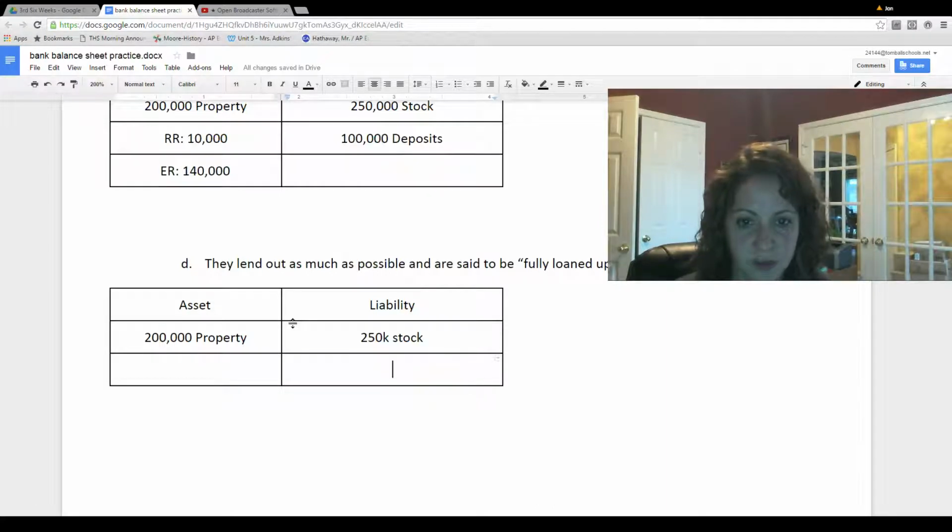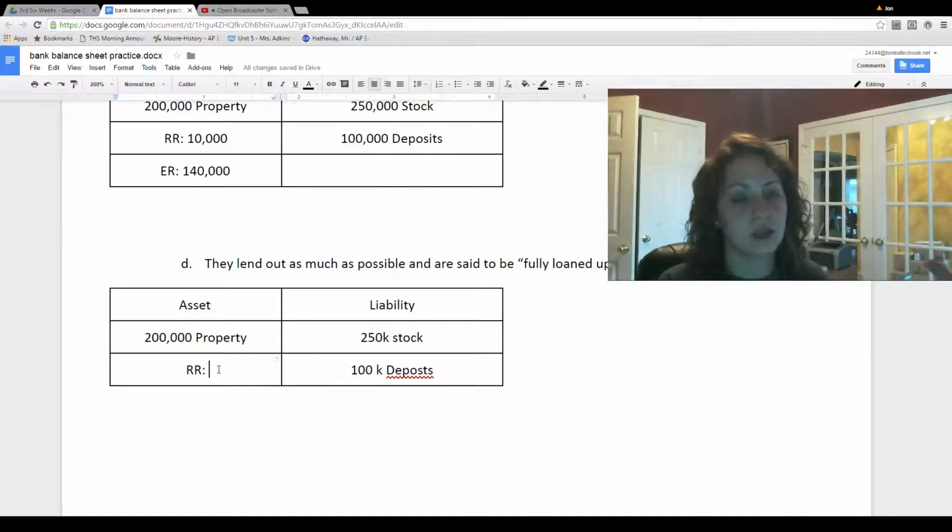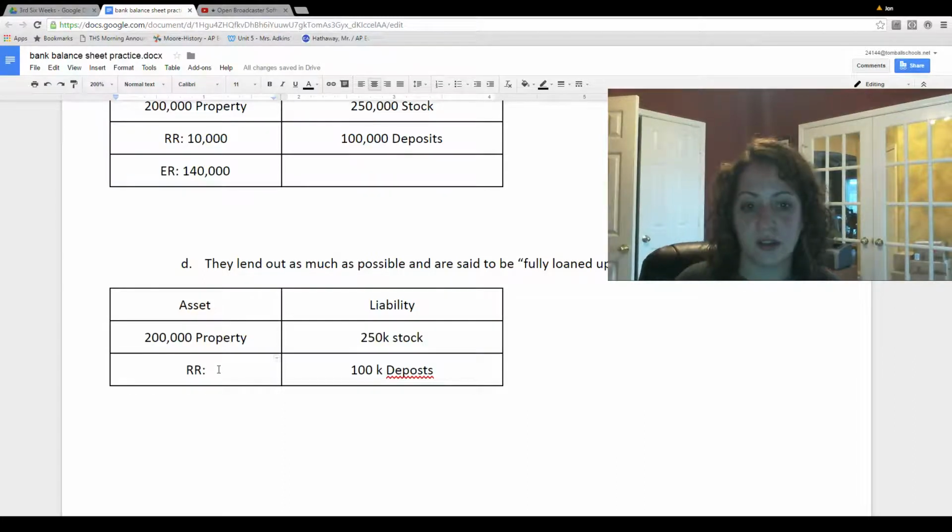They lend out as much as possible and are said to be fully loaned up. So deposits, once again, haven't changed. 100,000. Let's do 100K. Deposits have not changed. Excess reserves, we're going to say that for last, but required reserves, what's required to be kept in the bank, is always still the same thing. It's 10% in this case, because that was in our problem before, 10% of total deposits. Total deposits haven't changed, so required reserves cannot change. So it's still going to be $10,000, because that's 10% of 100.